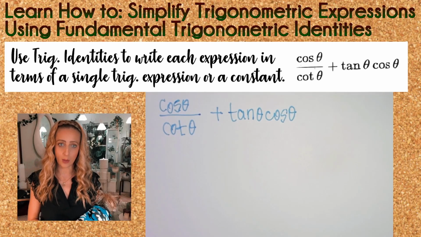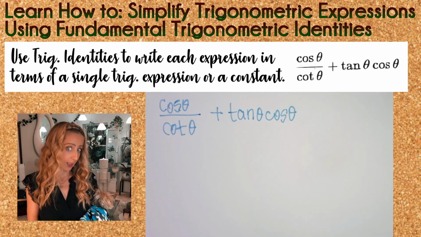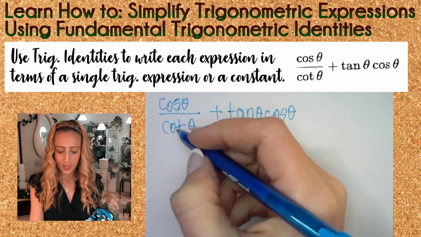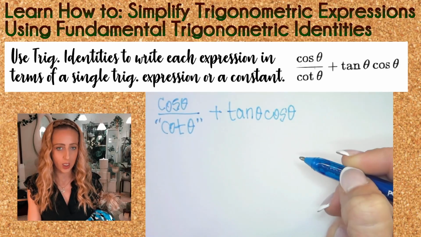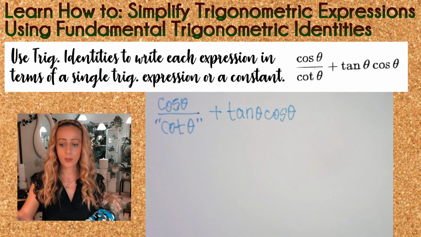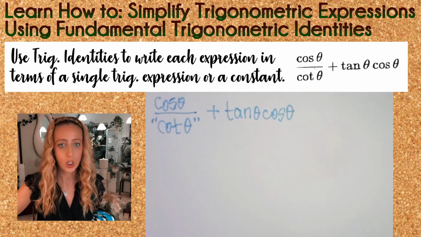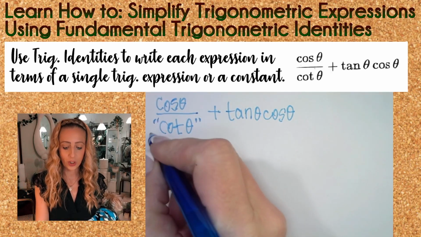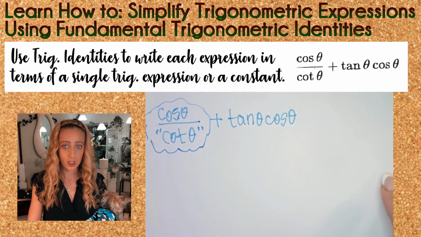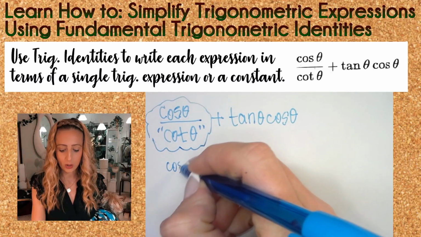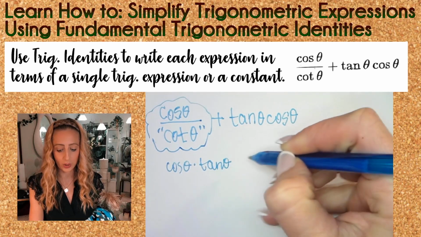a common denominator. However, I do notice something slightly different, and that is if I play around with this cotangent theta in the denominator, cotangent in a denominator is like saying tangent in a numerator, since they are reciprocal identities. So this first part, this whole part right here, I can rewrite by leaving cosine theta as it is, and then cotan theta becomes tan theta in the numerator.